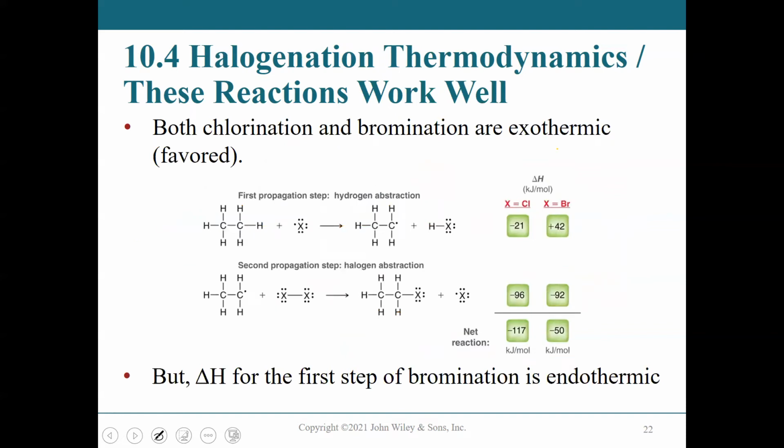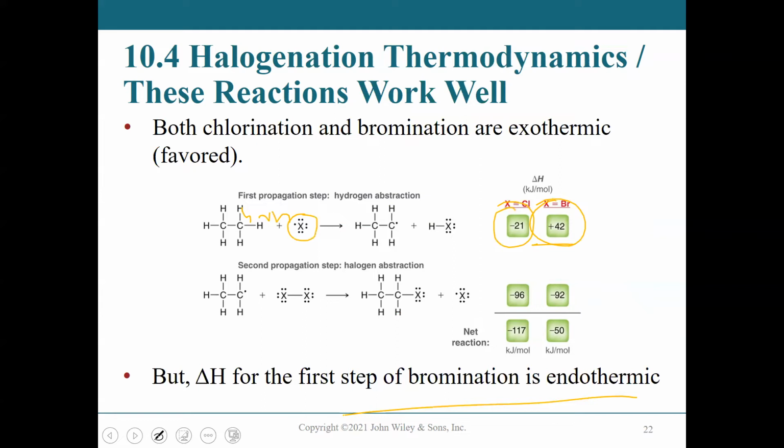Now let's see which one is better. Between chlorination and bromination, which one is the most efficient, or is there any difference because of size or because of energetic reasons? Here's an example. Look at the first and second steps of the propagation and see how much energy they cost. The first step is the hydrogen abstraction. In chlorination, it costs minus 21, exothermic. For bromination, this one is endothermic. Look, the first step is endothermic.